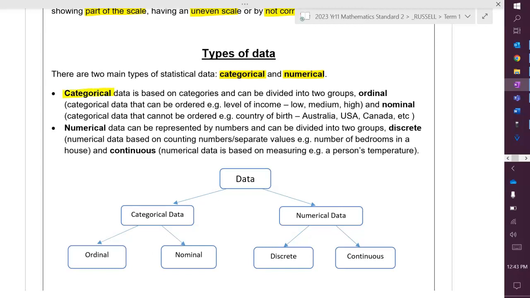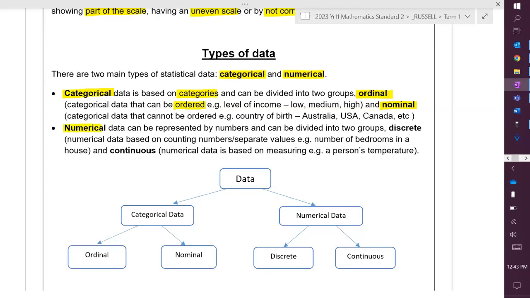So categorical is based on the categories, and it can be divided into two groups. So you have ordinal, which means the categorical data is ordered, so like high, medium, low, something like that. And then you have nominal data, which cannot be ordered. So as it says here, like a country of birth, it's just a piece of information.